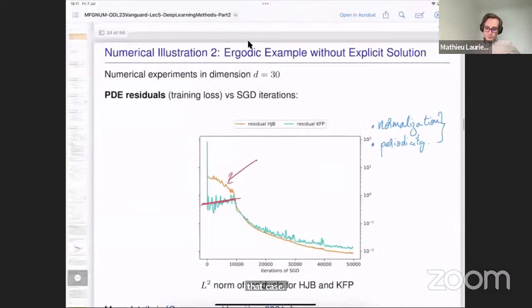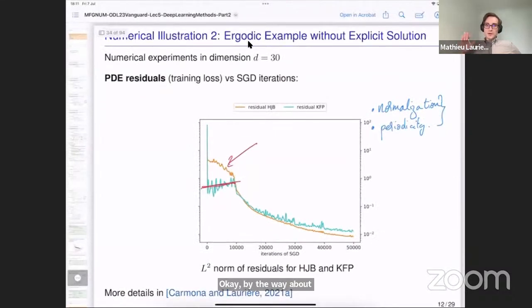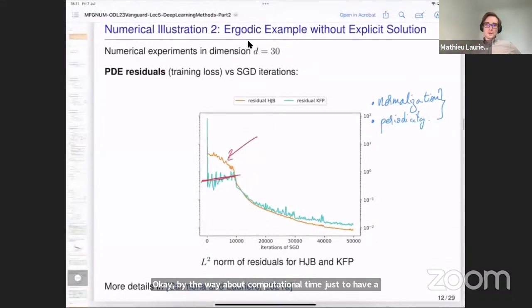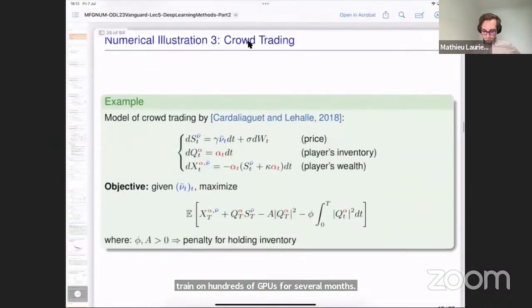By the way, about computational time, just to have an order of magnitude: in the past few years, there are many breakthrough papers, and I'm going to cite some of them later, particularly using reinforcement learning. Some of them take months of training, right? So you train on hundreds of GPUs for several months. Here we are very far from this order of magnitude.